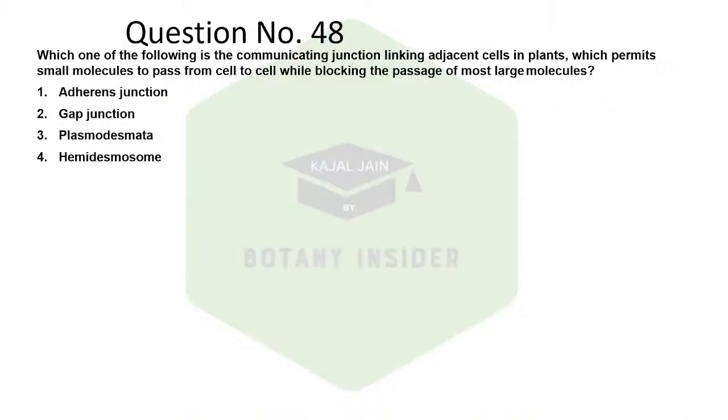Let's begin with the class. This is the very first question for you all. Everyone, give it a try. The question is, which of the following is the communicating junction which links two adjacent cells in a plant, helping small molecules move from one side to the other, while it blocks most of the large molecules? It's a morning shift Part B question, just a revision for you all.